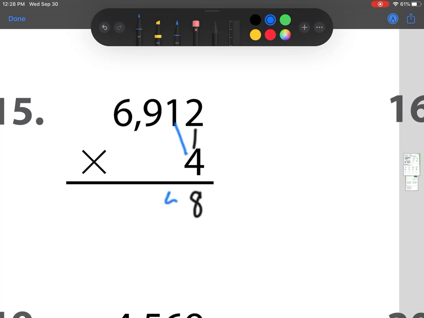2 more rows. 4 times 2 is 8. 4 times 1 is 4. 4 times 6 is 36, so I put that 6 down, regroup the 3. And lastly, 4 times 6 is 24, plus 3 is 27.